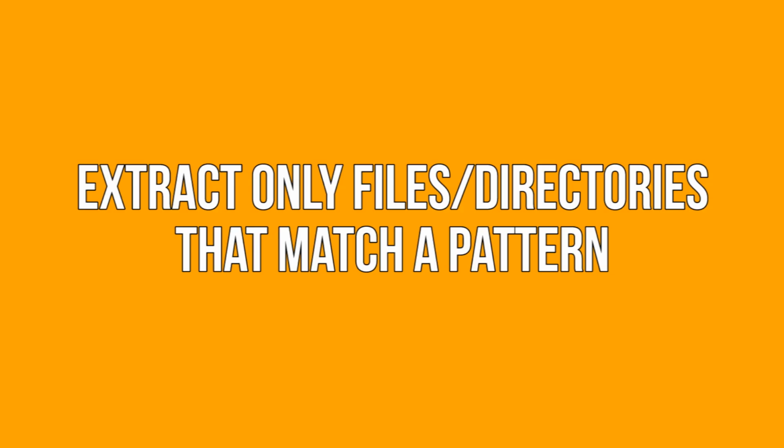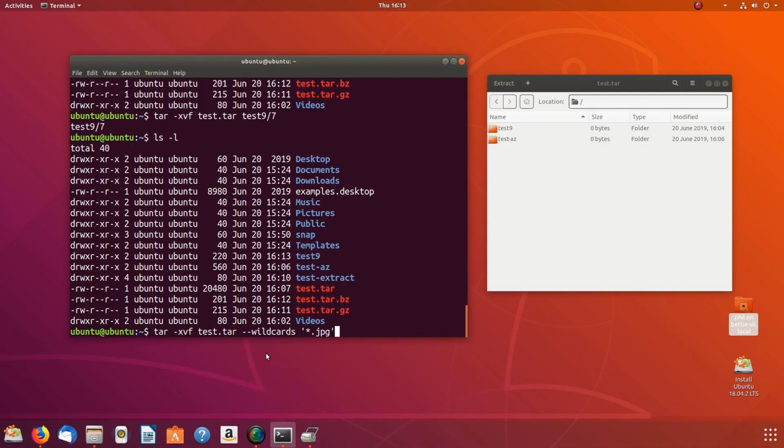Extract only files or directories that match a pattern. Similarly, if you want to extract all the files that end in the JPG extension, all you have to do is type the same extract parameters, tar -xvf test.tar --wildcards, and then put in the wildcard for the file extension that you wish to search for, so *.jpg.